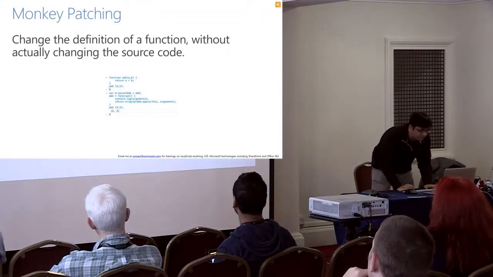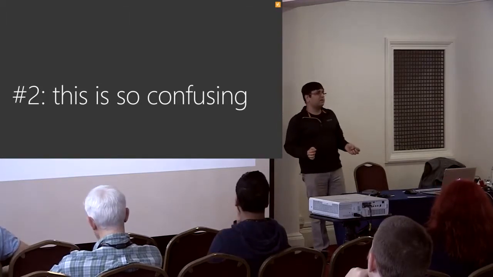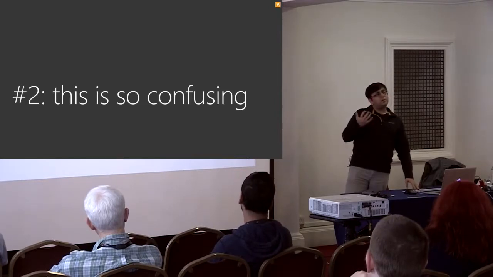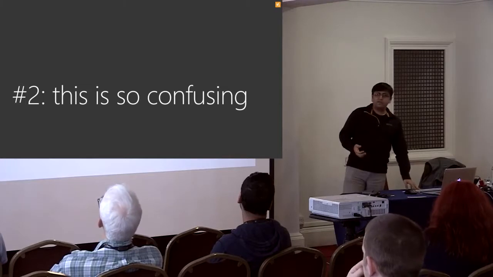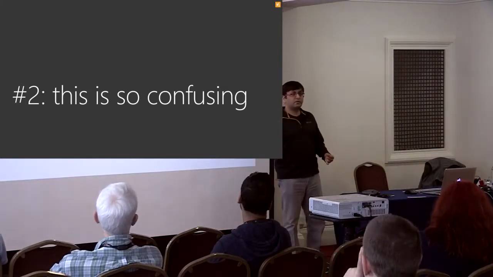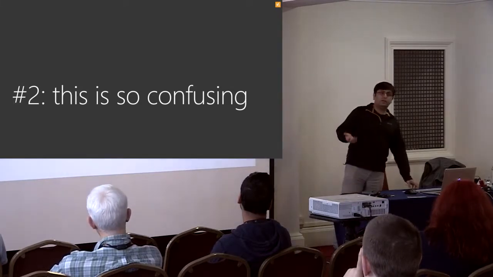So second tip, this is so confusing. The variable this in JavaScript is one of those things that it can be pretty confusing, but once you understand how it works, then it's pretty straightforward. You might have seen code that looks like var that is equal to this in JavaScript. So what is this? What is that? And what is an easy way of understanding what this is?